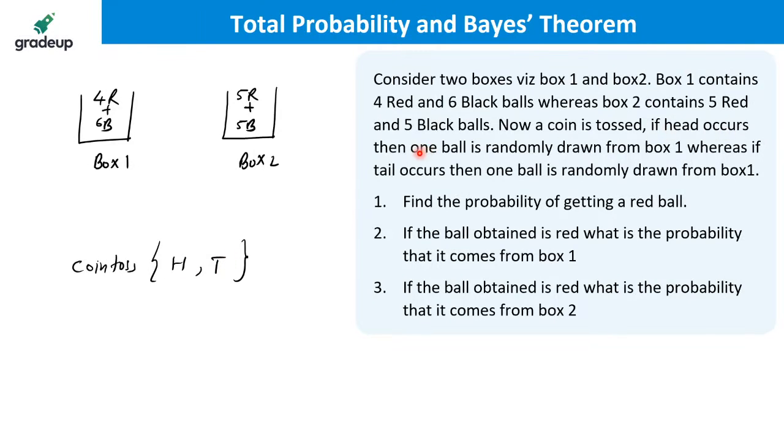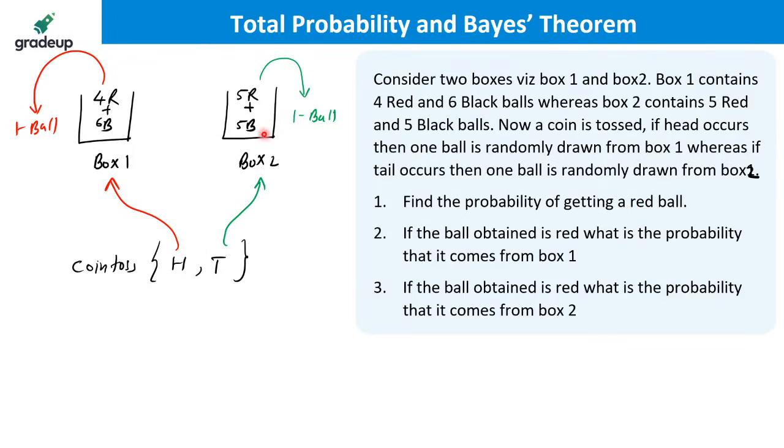If head occurs, then one ball is randomly drawn from box 1. So you have tossed a coin. If head occurs, one ball is randomly drawn from box 1, whereas if tail occurs, then one ball is randomly drawn from box 2. Got it? Find the probability of getting a red ball.